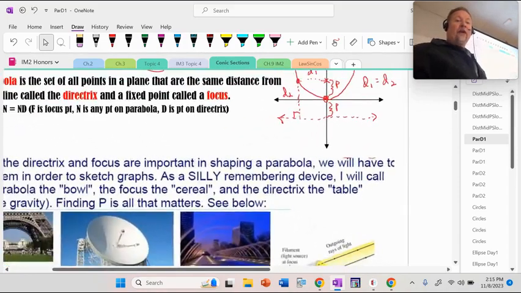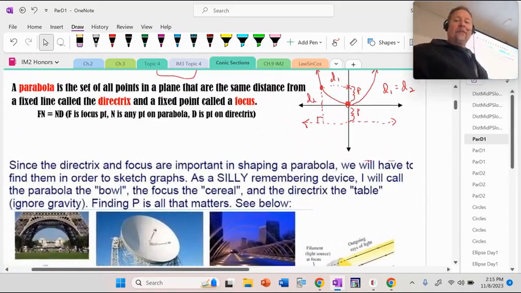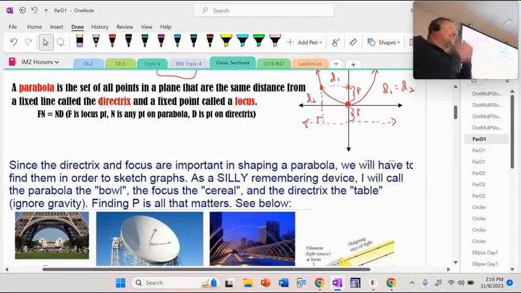Fifth hour, I had them read this. You guys all want to read this sentence now? Ready, set, go.